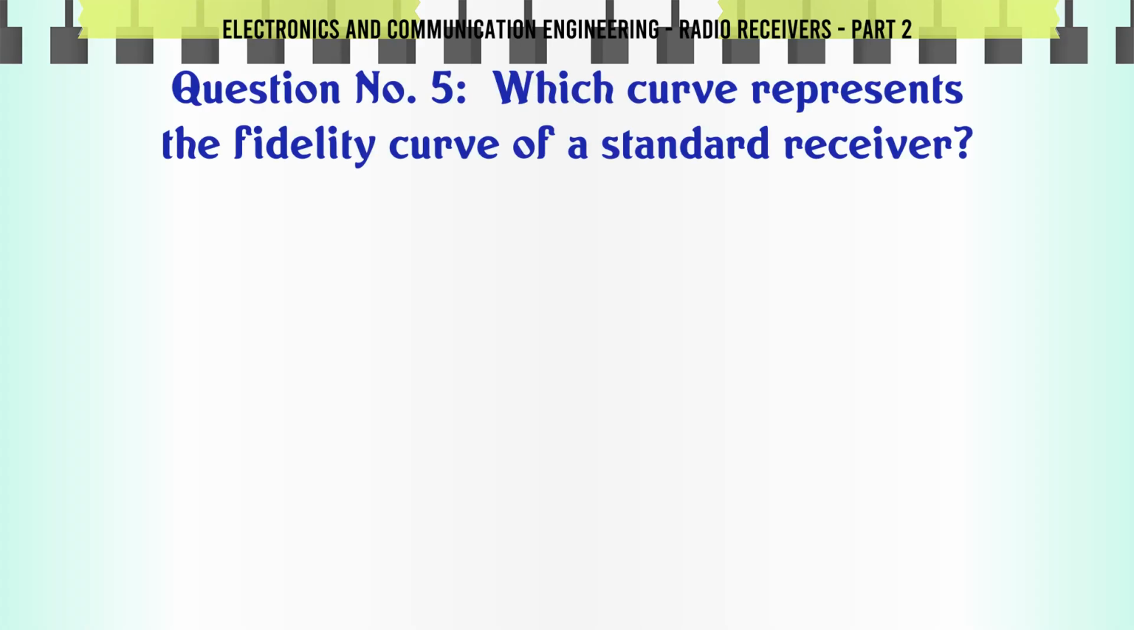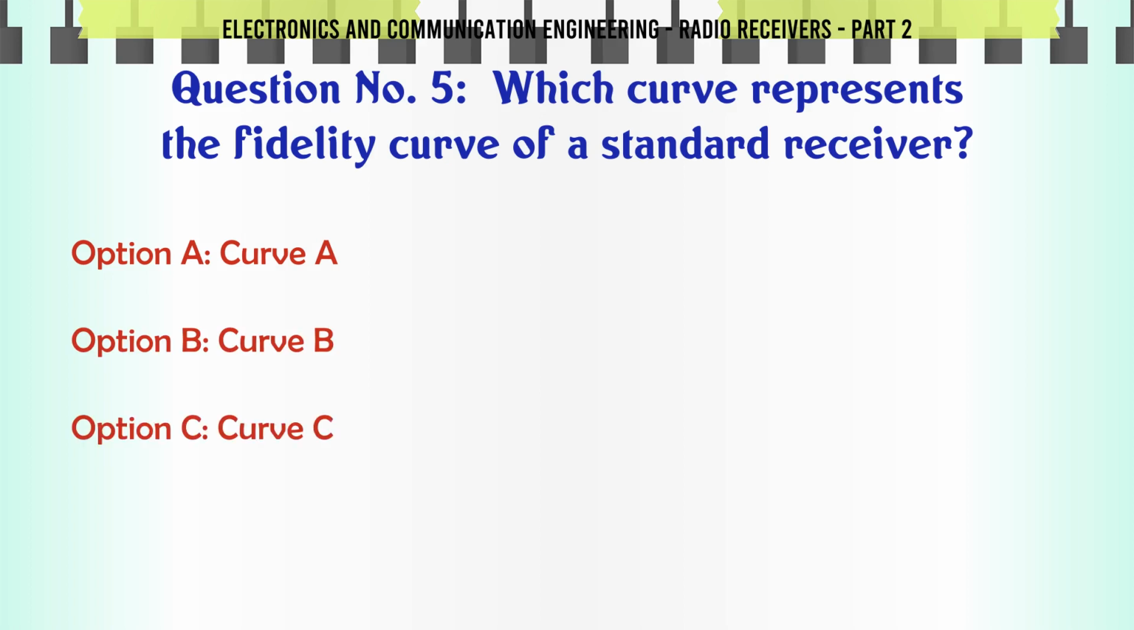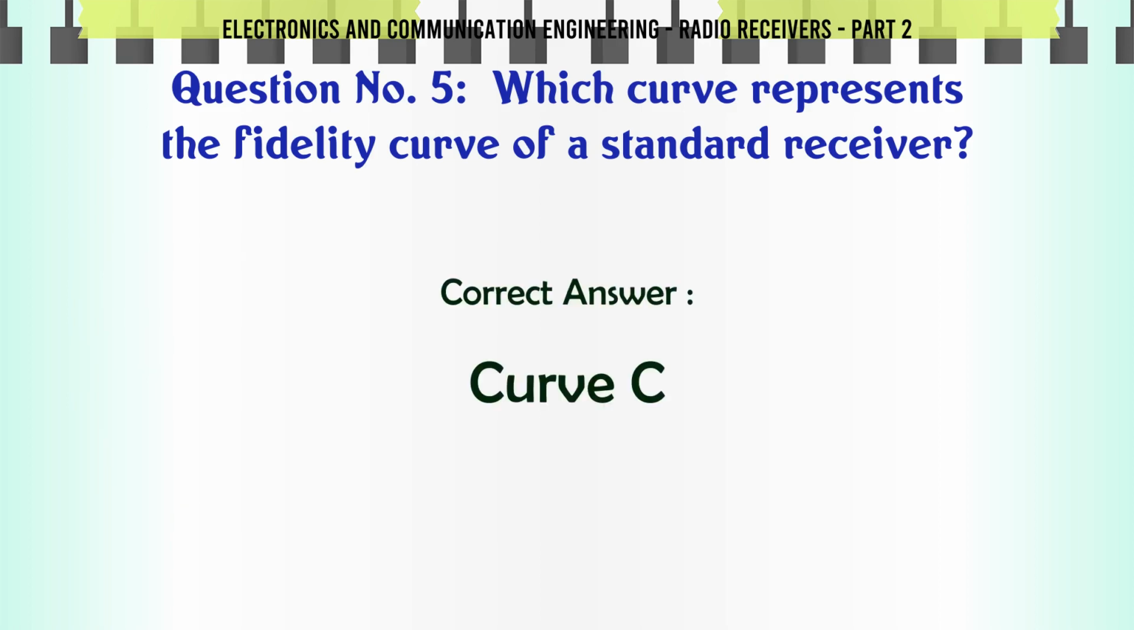Which curve represents the fidelity curve of a standard receiver? A. Curve A. B. Curve B. C. Curve C. D. Curve D. The correct answer is curve C.